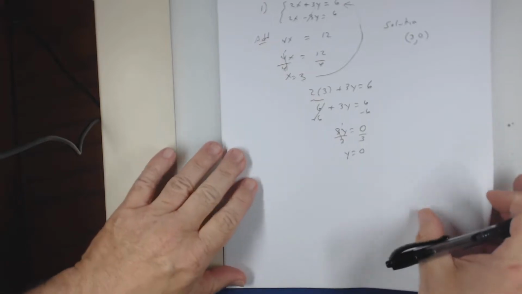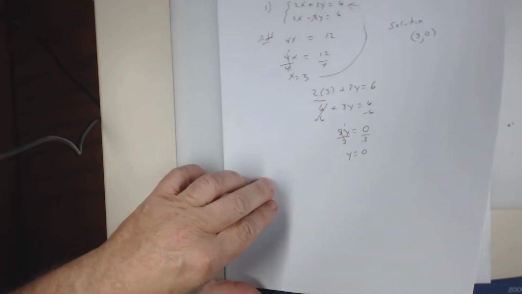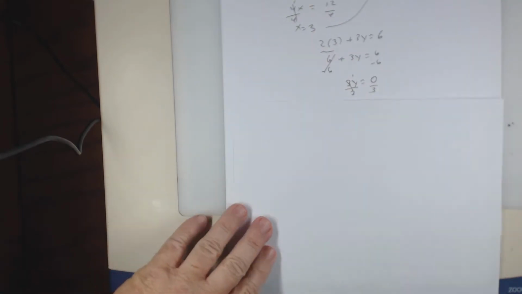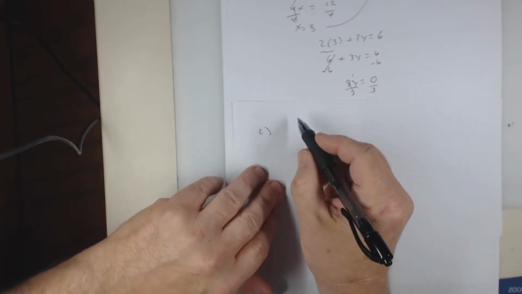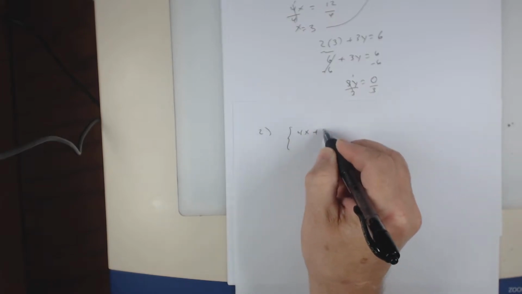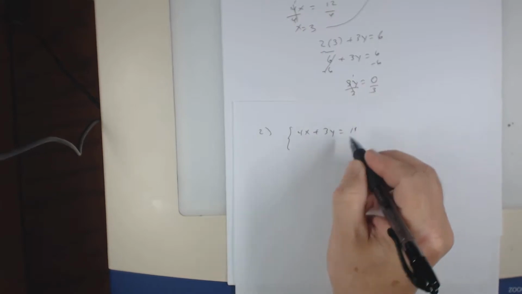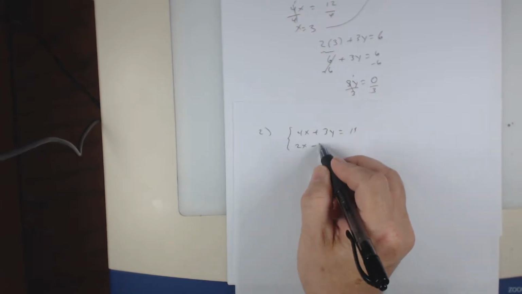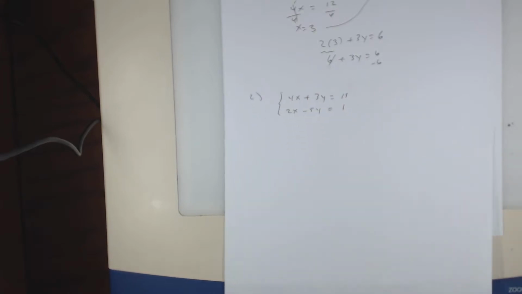So let's look at number 2. All right, this one we have 4x plus 3y is equal to 15, and 2x minus 5y is equal to 1. Would you use substitution here? No, I would not use substitution here. There are going to be too many fractions, and chances are I'd make a mistake somewhere. 4x plus 3y equals 15.